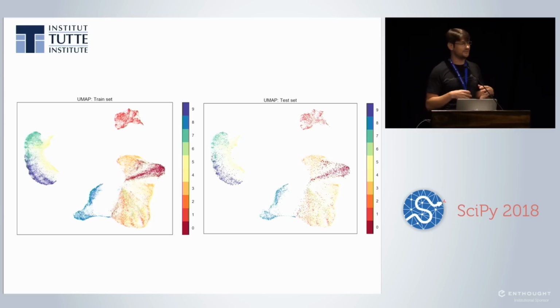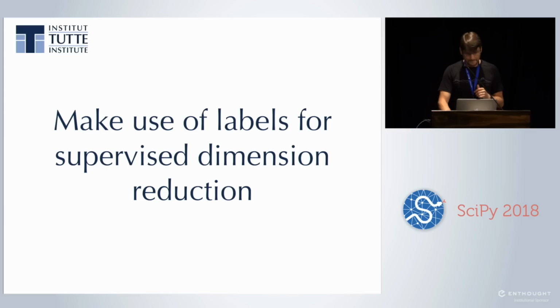The advantage of this is it means you can use UMAP with standard sklearn pipelines. It's just the transform method. Everything works as normal. So you can just stick it in your standard machine learning pipeline as a generic dimension reduction technique. But we can do more. We can make use of labels and actually do supervised dimension reduction.